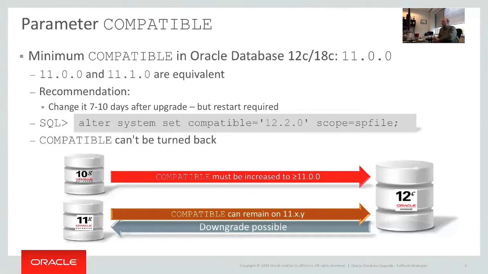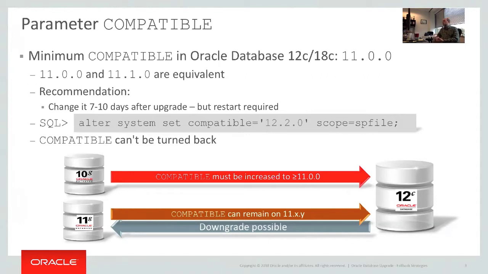So some of the considerations about compatible when you're going to upgrade. The first is you need to know what is the minimal supported compatible setting for the new version of the database. For 12c and even all the way up to 18c, the minimum compatible setting is 11.0.0. And this is important to know, especially for those who might have a 10.2.0.5 database that is going to upgrade to 12.1.0.2, or even an 11g database that still has compatible set back to 10.2 or 10.1.